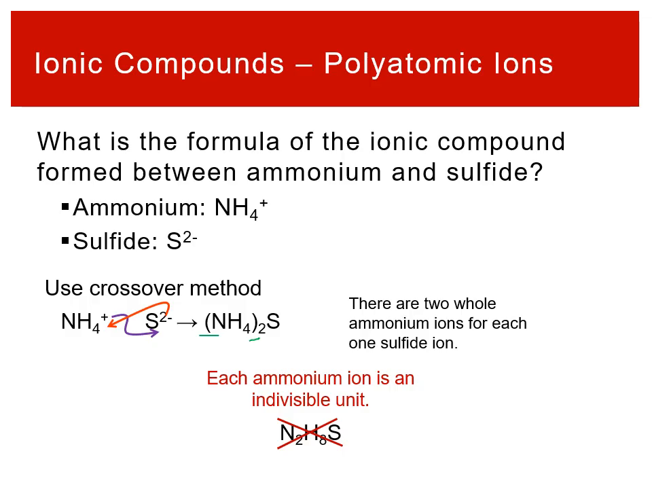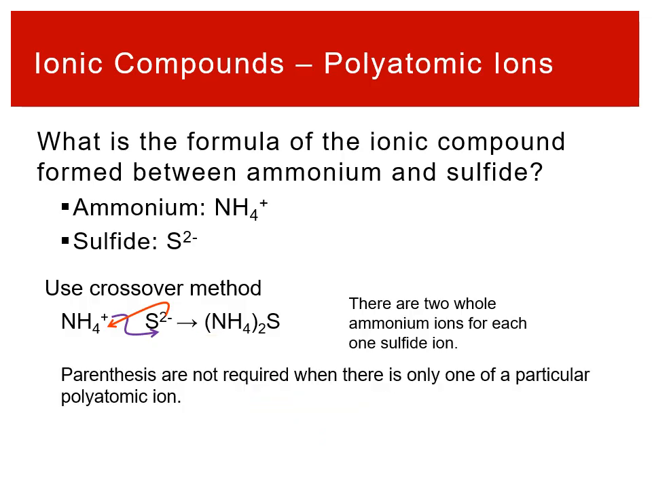There are 2 whole ammonium ions for each one sulfide ion. You don't distribute it in, you don't simplify anything like that. You just keep the 2 out there, and you leave it out like that. You don't always need parentheses when dealing with polyatomics. If there's ever parentheses in a formula, that means you're dealing with polyatomics.